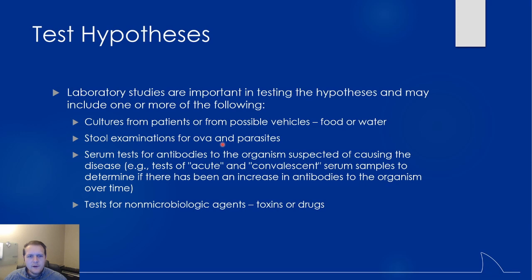So laboratory studies can also be really important for helping us to test our hypotheses about epidemics, and it can include one or more of the following. For instance, looking at cultures from possible vehicles, you can look at cultures from patients, you can look at stool examinations, you can look at serum tests for antibodies. They can tell you whether someone has had an acute infection, or more convalescent serum samples that show you that something happened a long time ago. And then there are other tests that look for toxins or particular drugs, right? Say, for instance, you're looking at cases of syphilis related to crack cocaine, and you tested those individuals and they were positive for cocaine. That could show you an example of how the exposures were occurring.